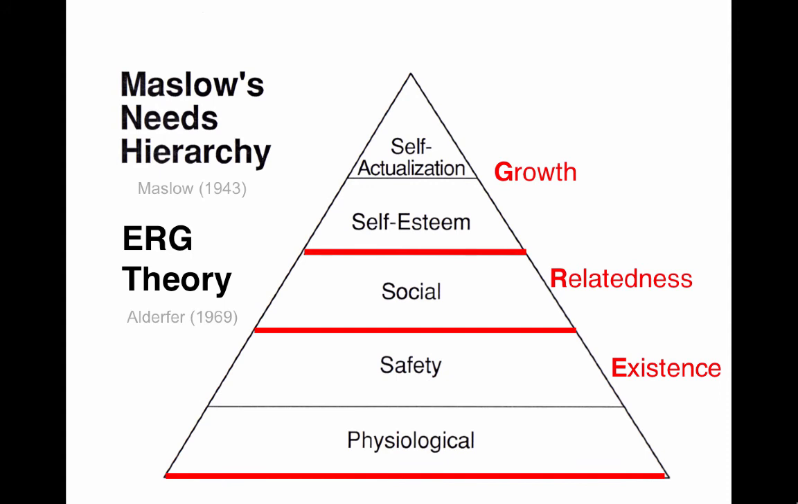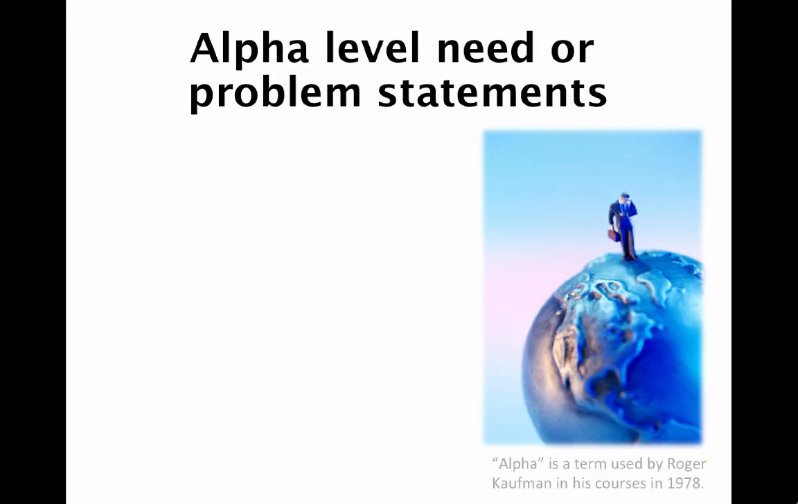His idea was that these were not fixed, and you didn't necessarily have to have one to have the other. In other words, it's not necessarily a hierarchy, and he talked about the starving artist theory. In other words, somebody is willing to starve so that they can grow. So either of these give you an idea of looking at needs and potential outcomes when you are working on your discrepancy chart as well as your alpha level need statement. Okay, let's take a look at these a little bit more deeply.